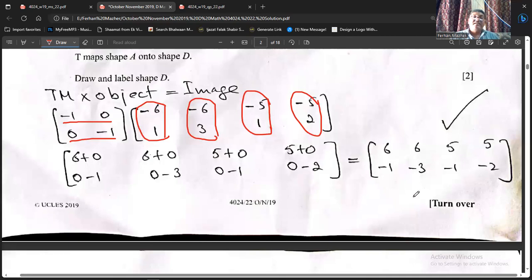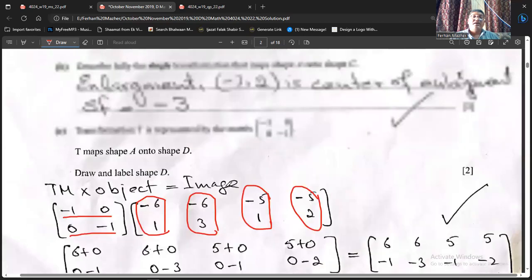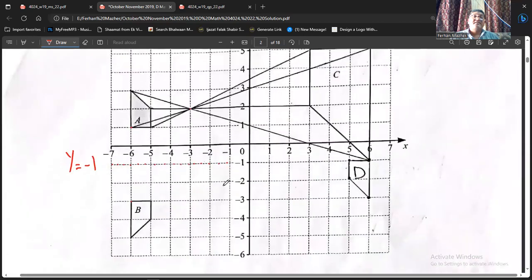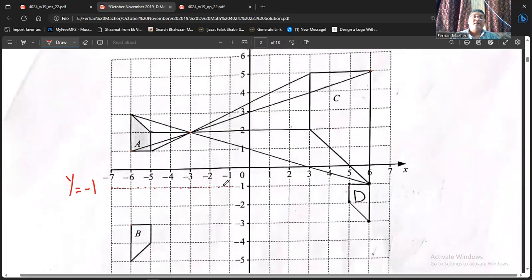So these are the coordinates of the vertices of the diagram D. So 6 minus 1, 6 minus 3, 5 minus 1, 5 minus 2. And I will plot this here. So you see, I have plotted that diagram. So this is that figure which they asked us to draw.